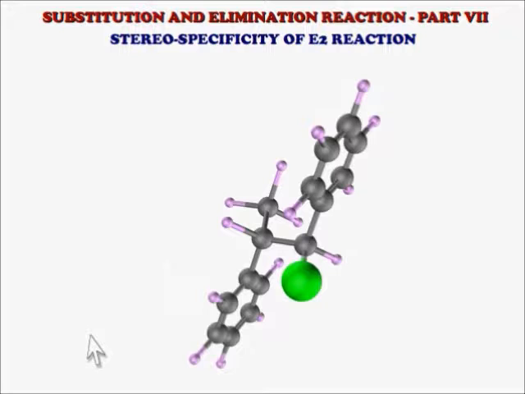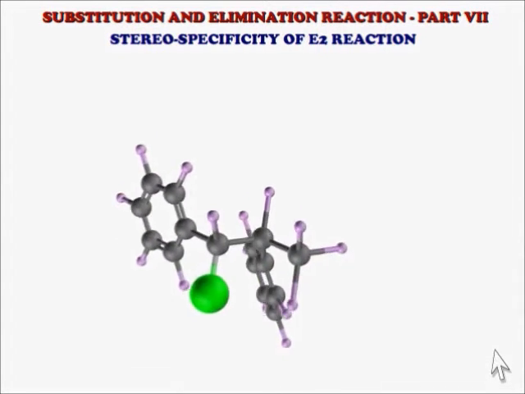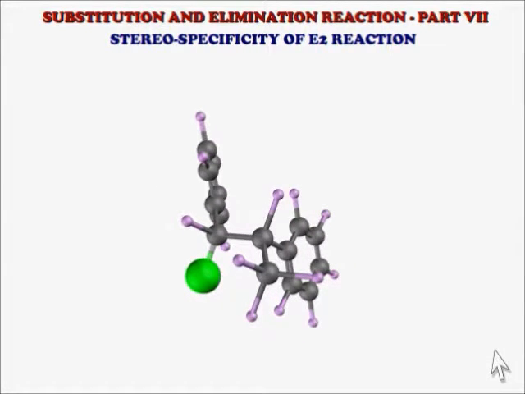Now the 3D model is brought to a position which is somewhat similar to a Newman projection. We see that the hydrogen on the beta carbon and the leaving group on the alpha carbon are not anti-periplanar. We can bring it to such a favorable anti-periplanar conformation like this. Then the E2 reaction happens.